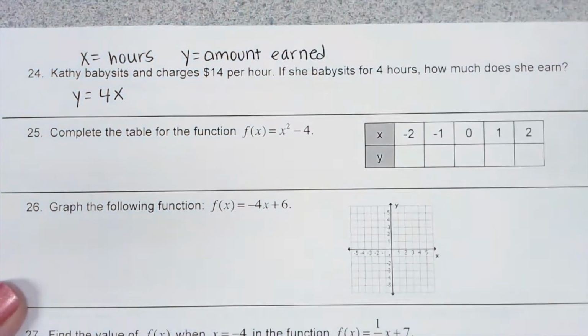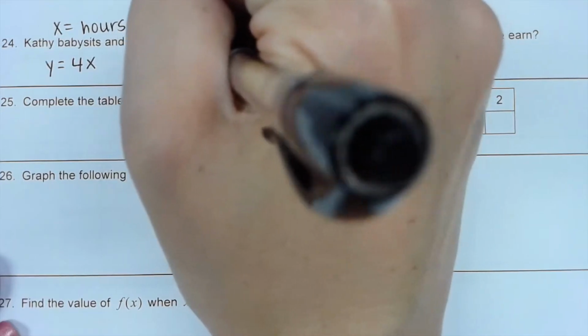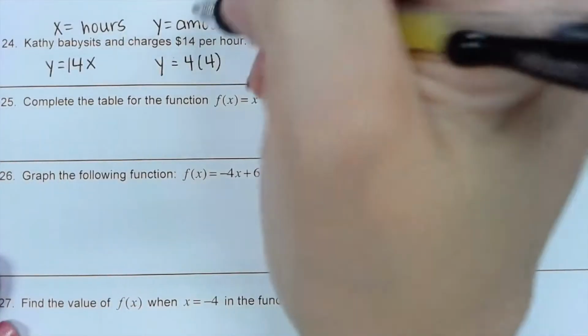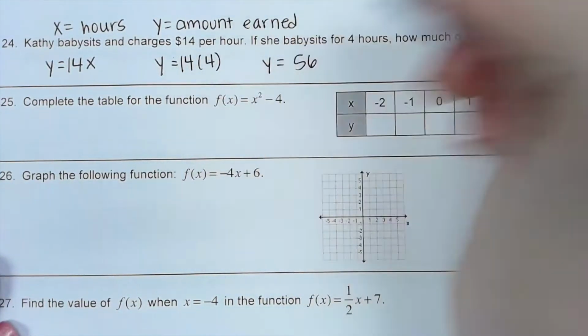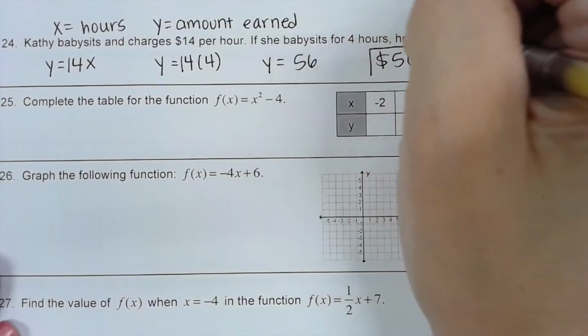So if we define our variables that way, this equation would represent what was going on. So if she babysits for 4 hours, you would do 14 times 4, and so you get y equals 56, which would mean she earns $56.